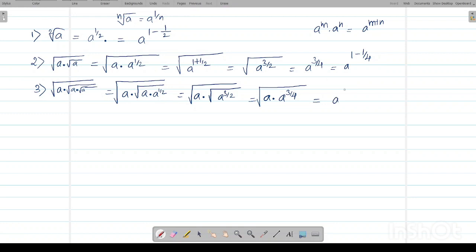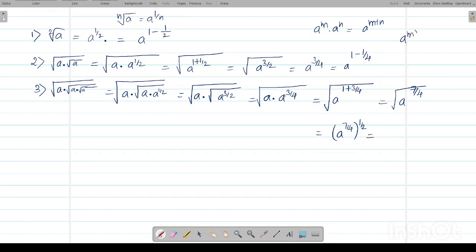What is a power 3 by 4 into a power 1? So a power 1 plus 3 by 4, it is under the root. Okay, so what is 1 plus 3 by 4? A power 7 by 4 under the root. Now, what is a power 7 by 4 under the root? A power 7 by 4 whole power 1 by 2. Now, what is a power 7 by 4 whole power 1 by 2?